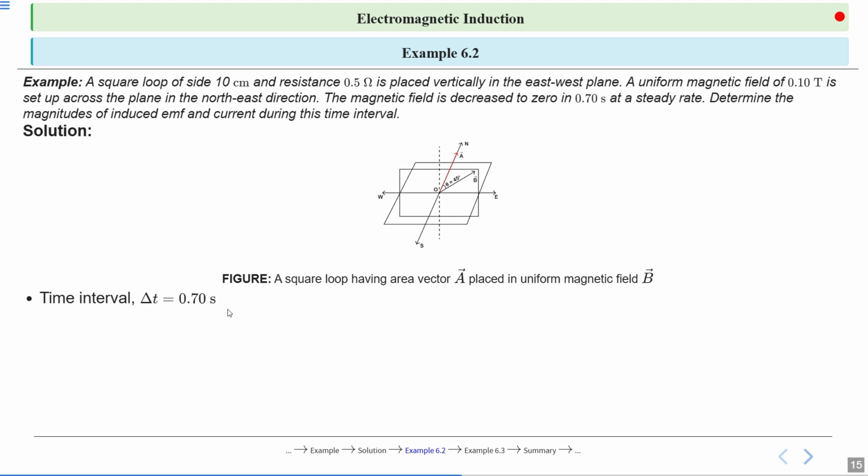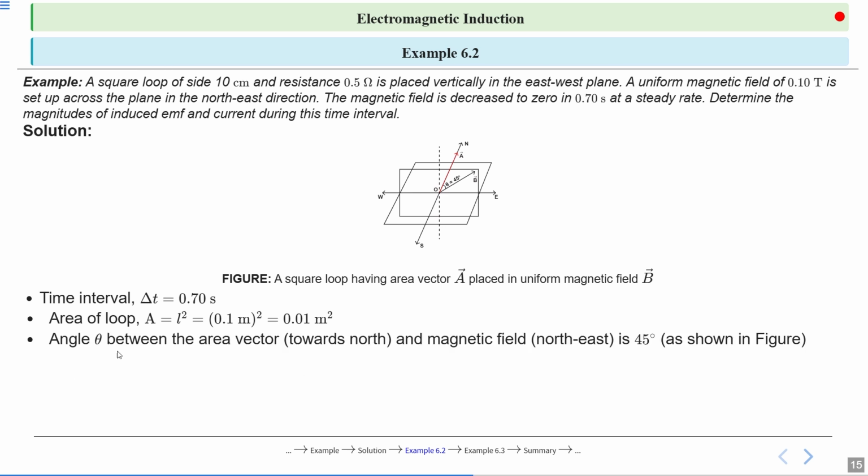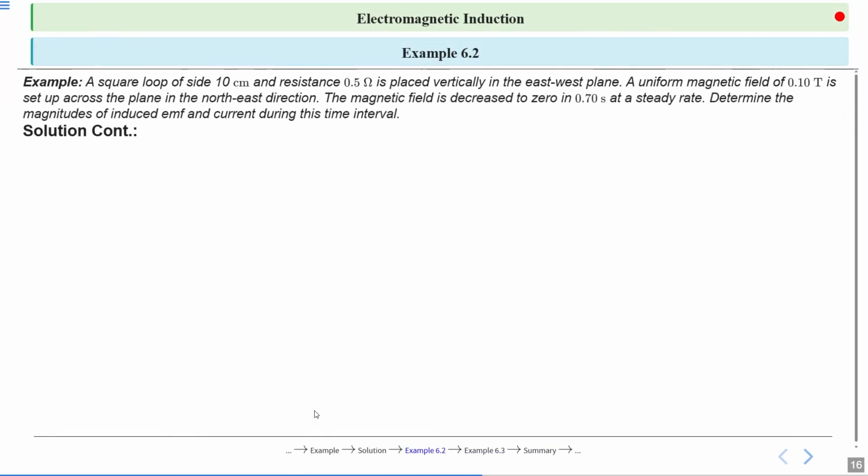In 0.7 seconds. We have to find the area to find the change in flux. So the area of the loop will be A equal to L square, which is equal to 0.1 meter squared, which is equal to 0.01 meter squared. The angle theta between the area vector, toward north, and the magnetic field, toward northeast, is 45 degrees, as shown in the figure. So these things are given.